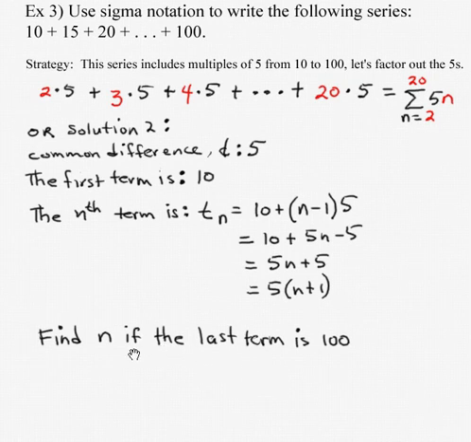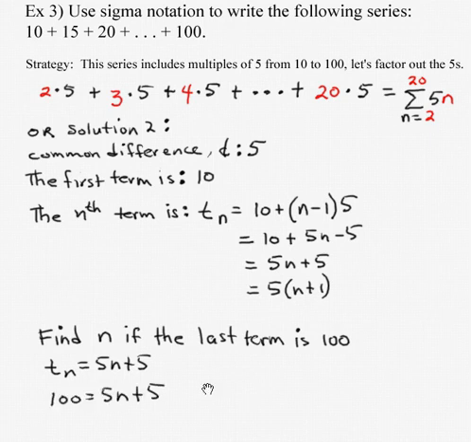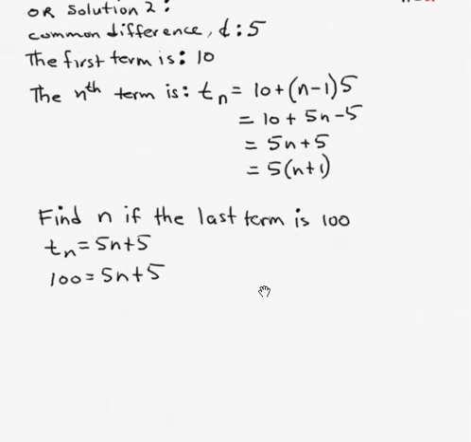Let's try to find n if the last term is 100. So with our formula, t sub n is 5n plus 5. We're going to try to find how many terms there are. I know we could count, but let's just think that this might be larger on the test. Because I'm not going to let you count by 5s from 10 to 100. You could figure that out too easily.